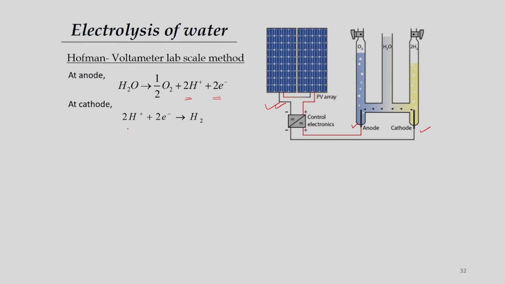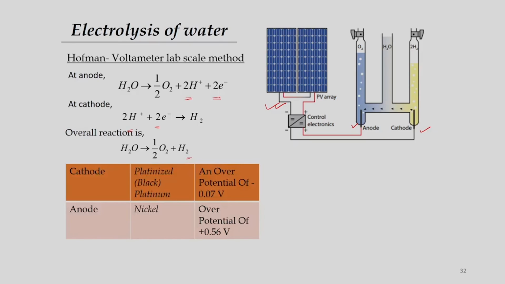And at the cathode, what happens, these protons react with the electron and it produces hydrogen, and overall reaction will be something like H2O split into oxygen and H2, okay, or hydrogen. So here cathode material is platinum and has an overall potential of about 0.07 volt, and anode material is nickel and overall potential of about plus 0.56 volt, and here the cathode is minus 0.07 volt.